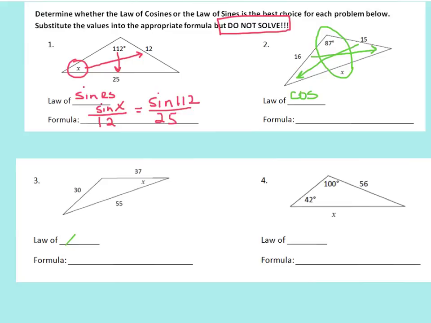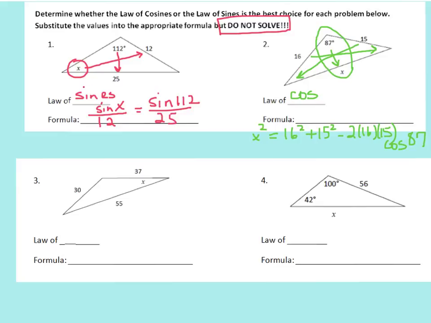If I use the cosine rule, then I need to set this up with this partnership. X squared is going to equal the other two sides squared, so 16 squared plus 15 squared, minus 2 times the other two sides, 16 and 15, and then that multiplied by the cosine of 87. And I would work that out to figure out what x was. Let's look at the next one.